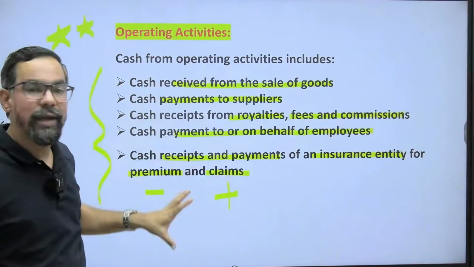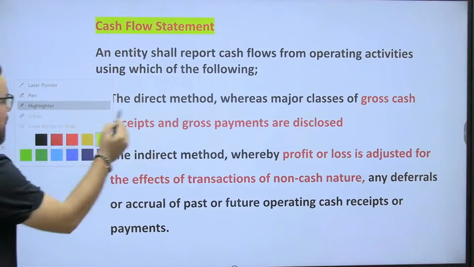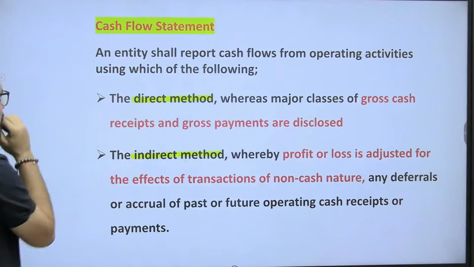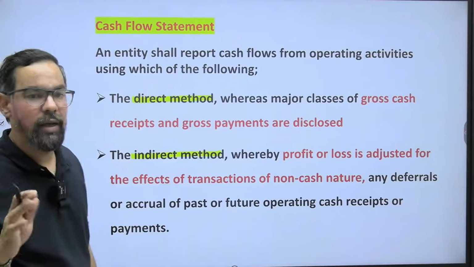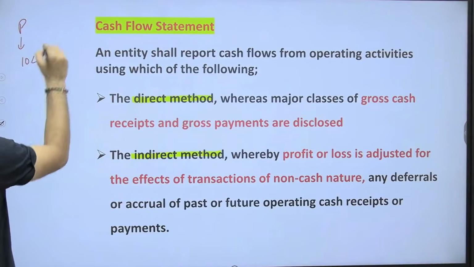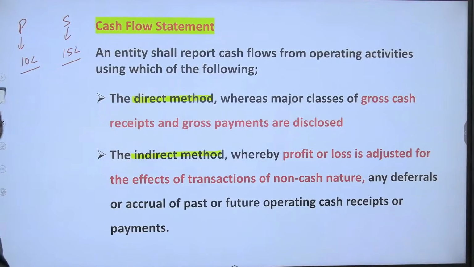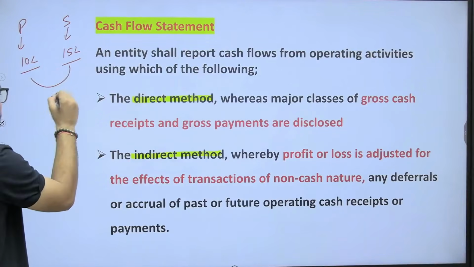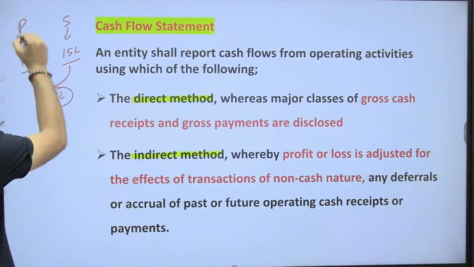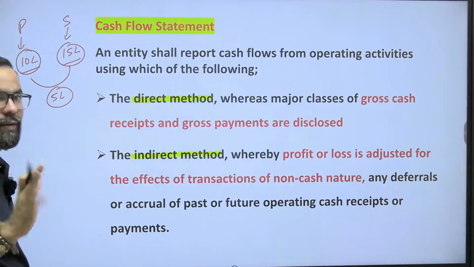So for operating activities, I told you about direct and indirect. What is the difference between the direct method and the indirect method? Let's say we purchase raw materials worth rupees 10 lakh and we made a sale of 15 lakhs. So your purchase is 10 lakh, sale is 15 lakh, and the difference is 5 lakh. If you record this in your operating activity using the direct method, you will show the purchase of 10 lakh and then show the sale of 15 lakh.